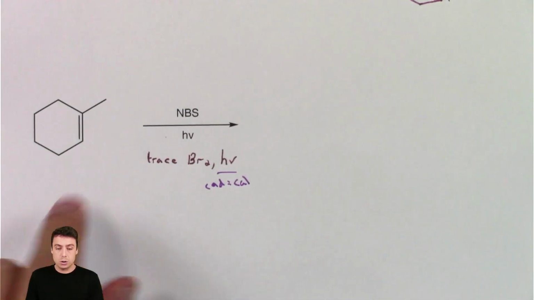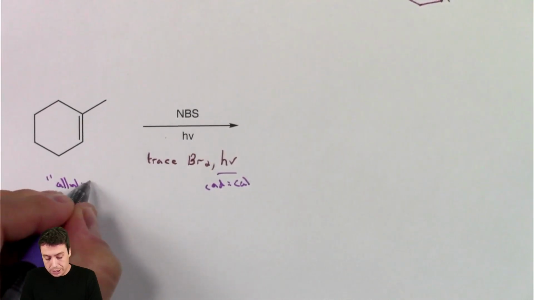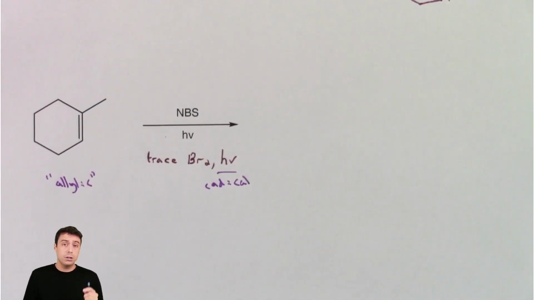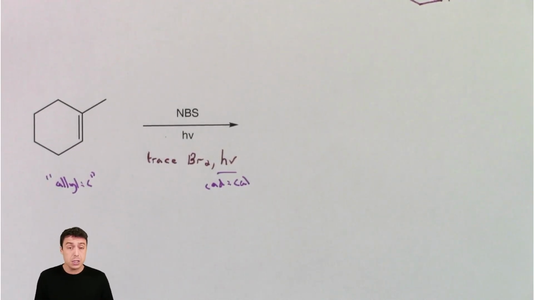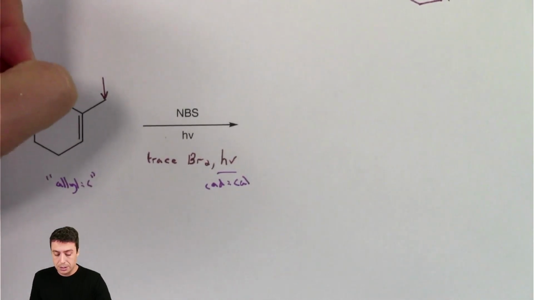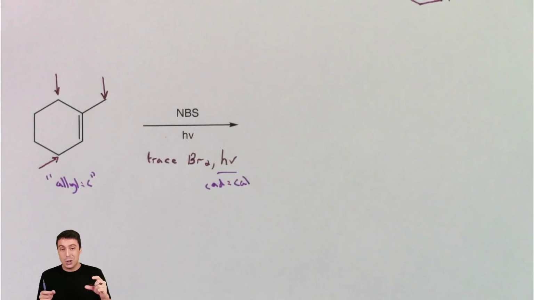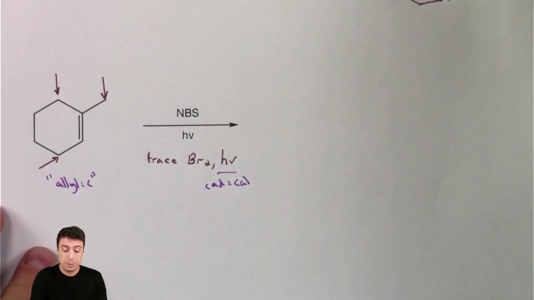So this is your allylic halogenation or your allylic bromination. Remember, allylic means one carbon away from the double bond, one carbon away from the pi bond. So the first thing you want to do here is identify any allylic position. In this case, we have three allylic positions. Each one of those positions is going to have a radical in this reaction. So I'm going to draw each of those three positions here to the side.